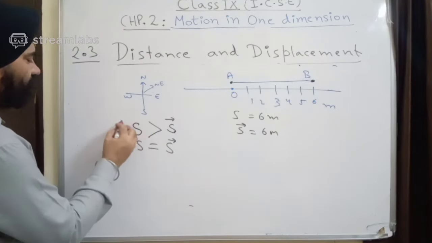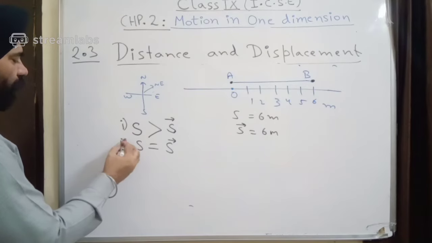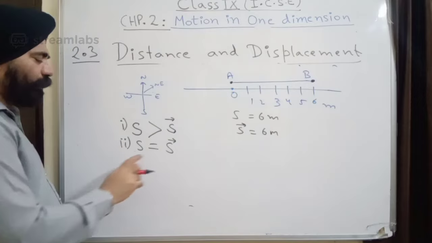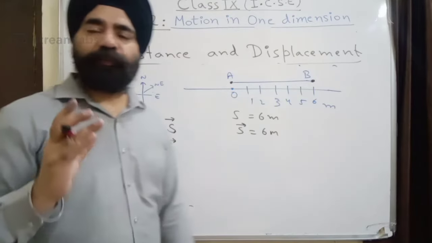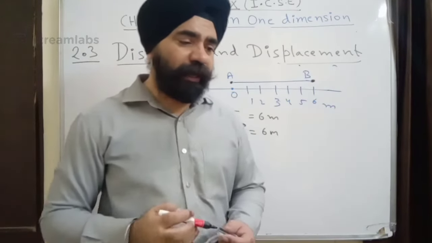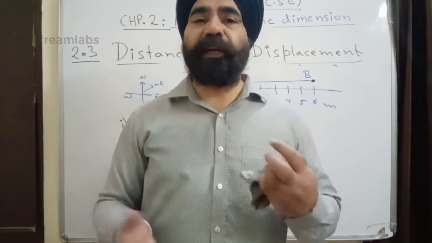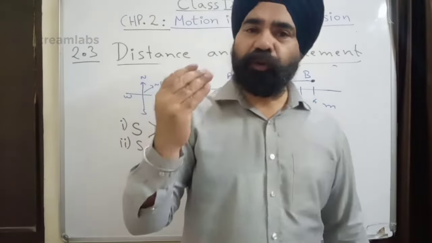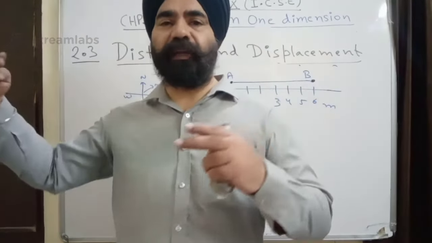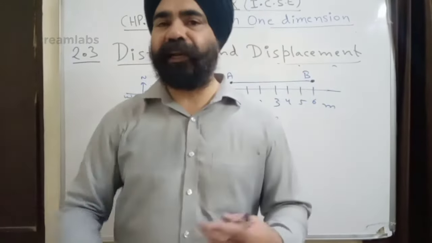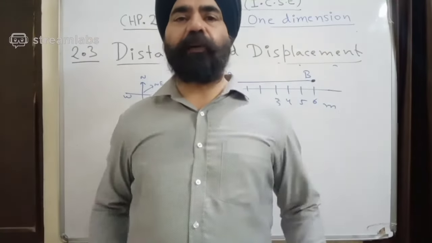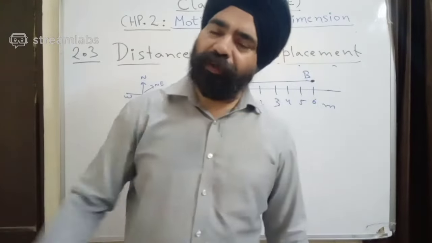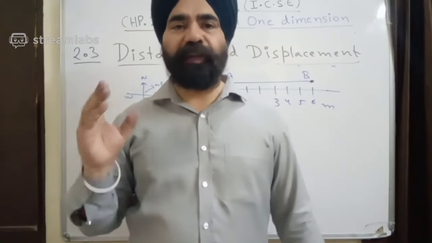So we have two cases. In one, distance is greater than displacement, and in the other, the distance and displacement are the same. If they ask you to give a condition in which the distance and the displacement covered are the same, then you have to write that if a body is traveling in a straight path showing rectilinear motion, then the distance covered and the displacement will be the same. Otherwise, displacement will always be less.